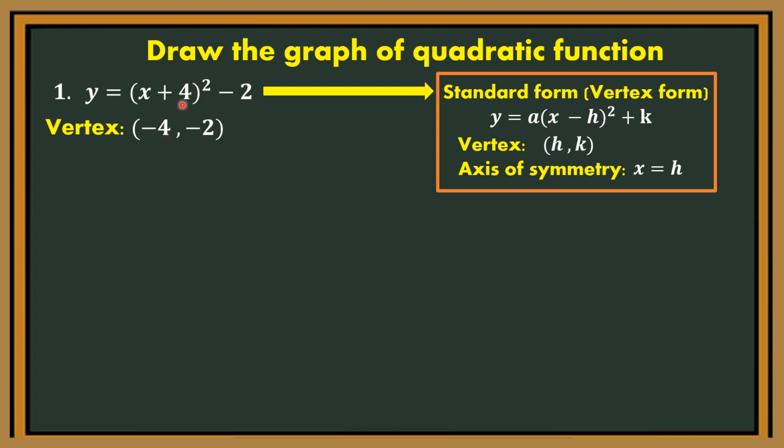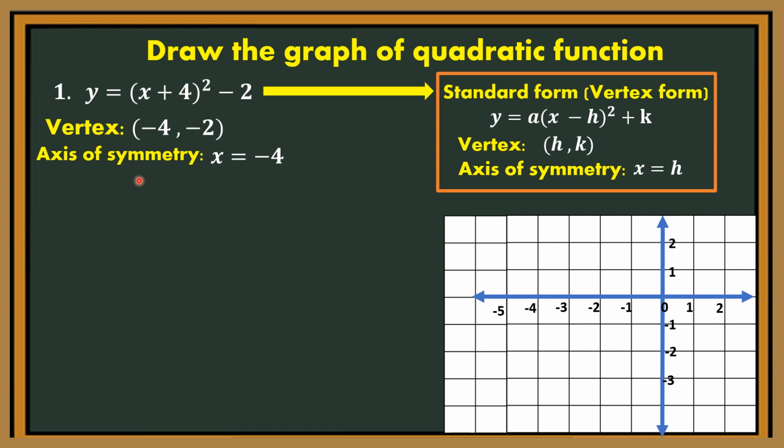So, ang h natin dito ay positive 4. Pagdating sa vertex, it will change. So, magbabago siya. Magiging negative 4. Pero yung k natin, copy lang. Carry the sign. Axis of symmetry, x is equal to negative 4. Kasi ang h natin dito is negative 4. So, since meron na tayong vertex, meron na tayong axis of symmetry, pwede na tayong mag-graph.